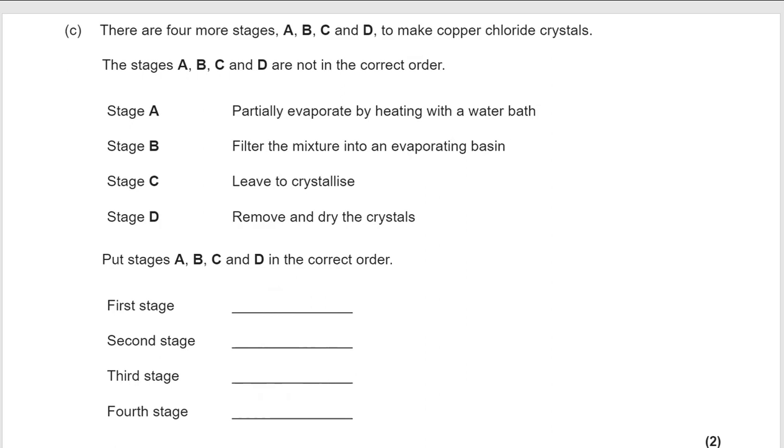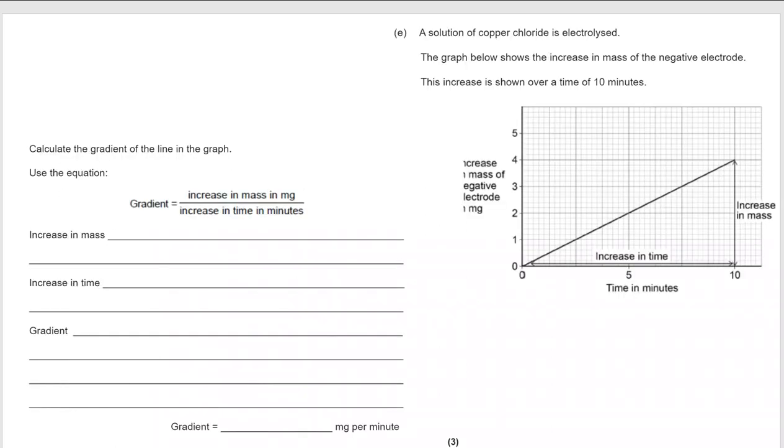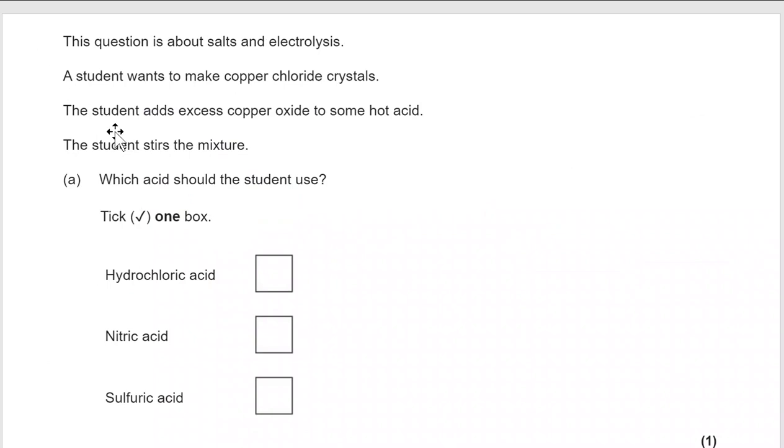part C, part D, part E, and finally part F, 11 marks in total. So let's take a look at part A.